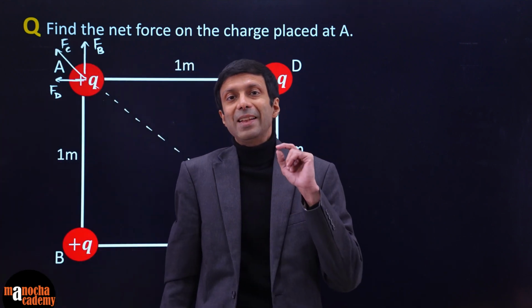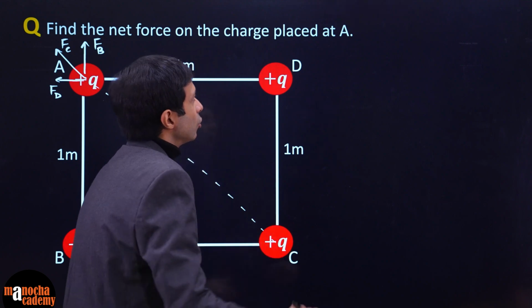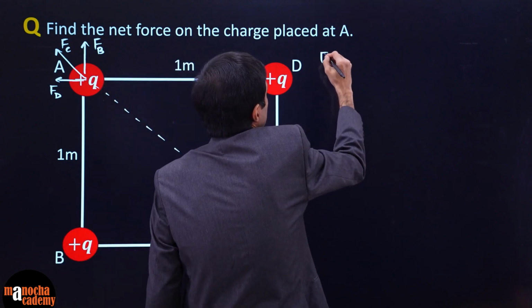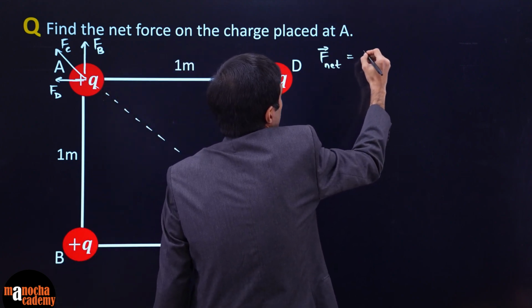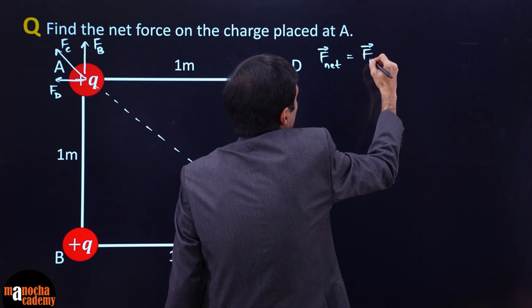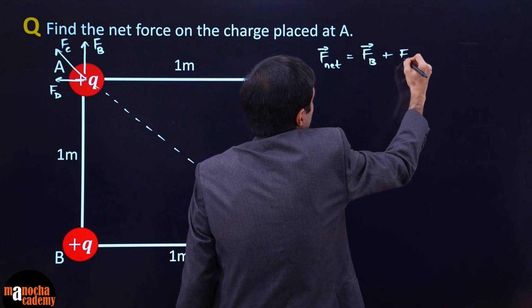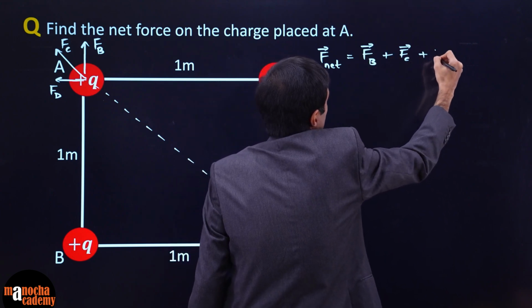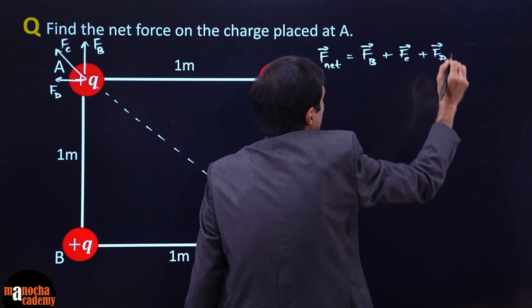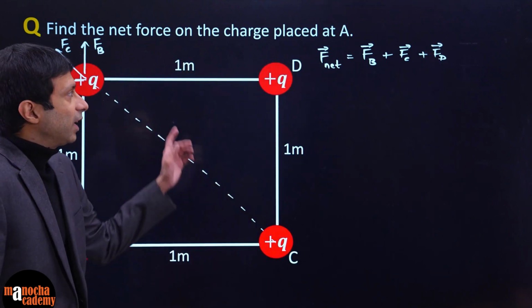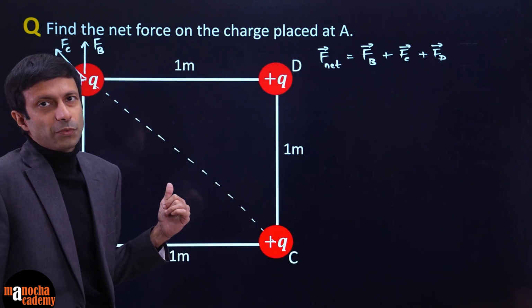The question says find the net force on A. So we can say the net force is going to be equal to the vector sum of FB plus FC, the force due to B, the force due to C, and the force due to D. Do you guys agree? Now we can individually apply Coulomb's law for each of the forces.